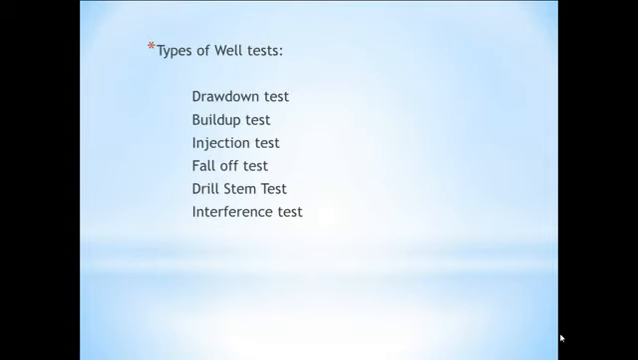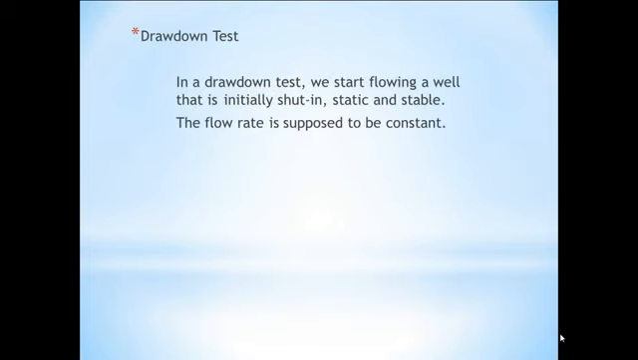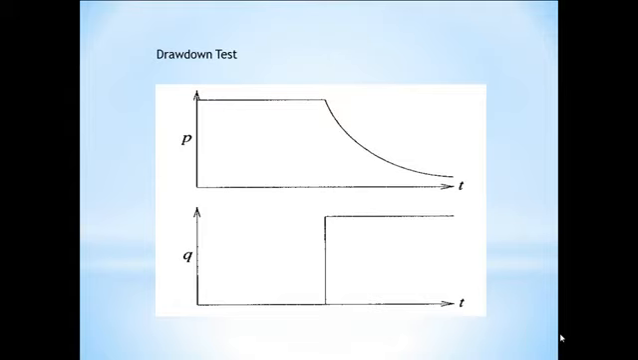Now the types of well test: there is drawdown test, build-up test, injection test, fall-off test, drill stem test, and interference test. In a drawdown test, we start flowing a well that is initially shut in, static and stable. The flow rate is supposed to be constant. Let us see how this test is represented on the pressure versus elapsed time diagram and rate versus elapsed time diagram.